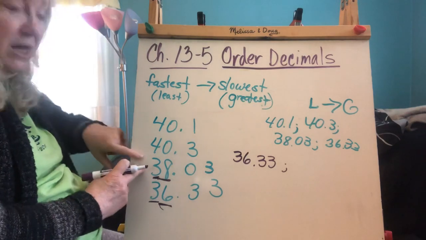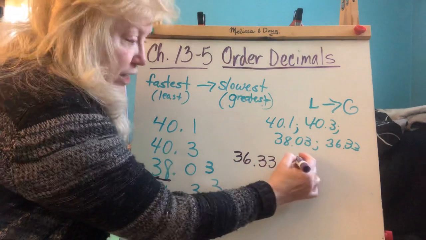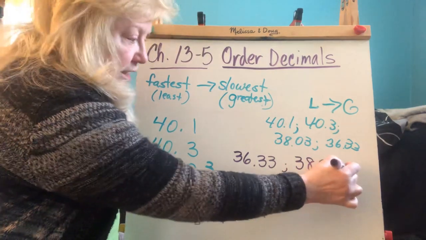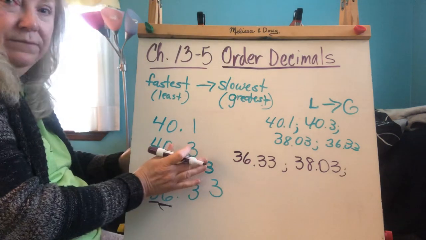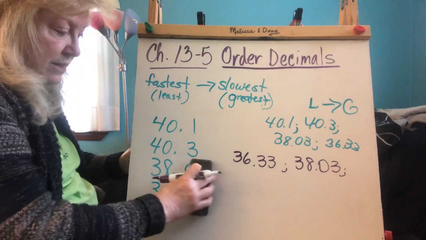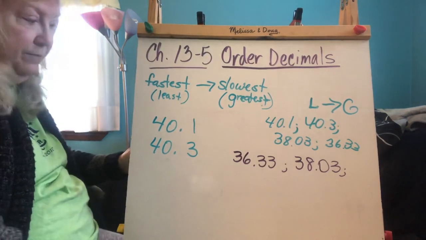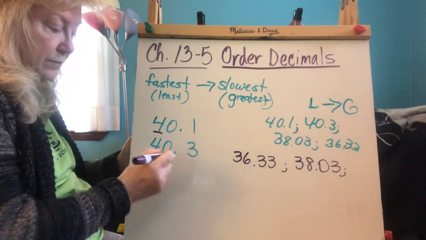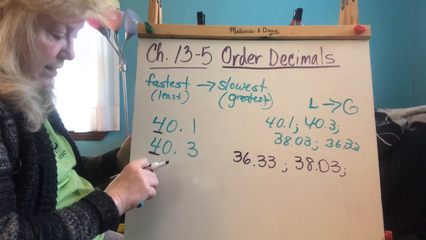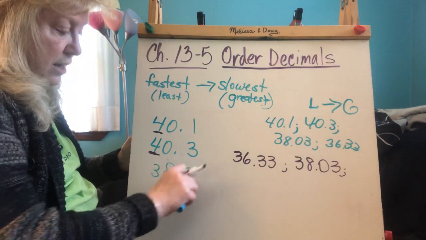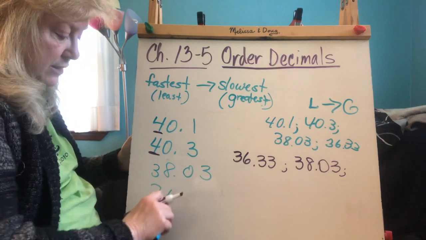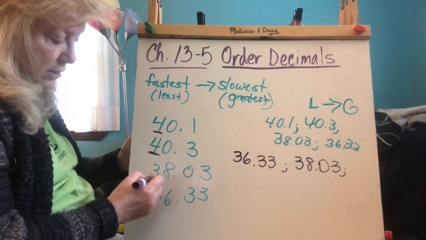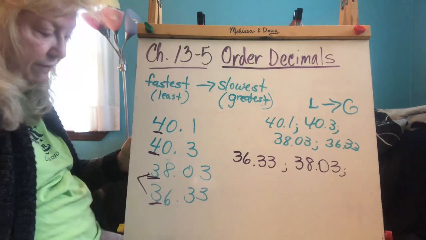My second one is going to be the other one that begins with a 3: 38 and 3/100 of a second. Okay, so they're done. So for now, I am going to erase them because we don't need them on the board anymore. So now I have to look at the outside digits of these two. When I had 38 and 3/100, and 36 and 33/100, I kept going until I got ones that were different, and these two were different.